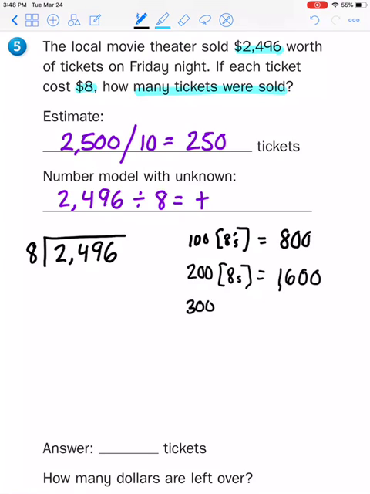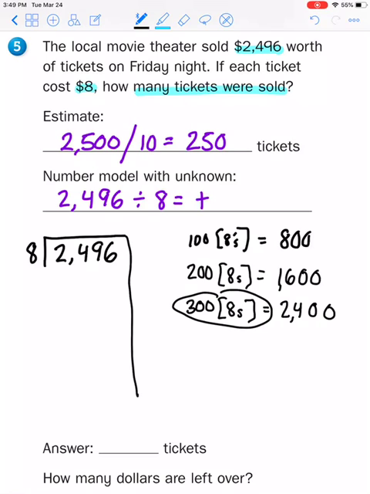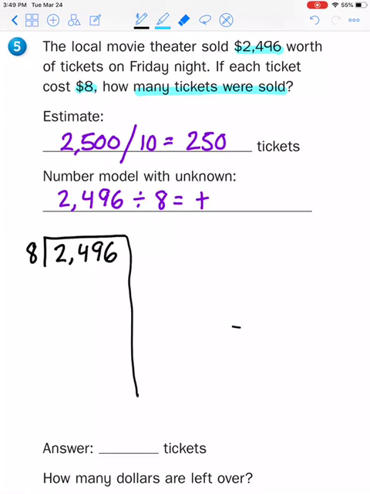Let's see if I could take out 300 eights. Well, 8 times 3 is 24. So 300 times 8 is 2,400. And that's pretty close. So we're going to go with 300 eights. So I'm going to take out 2,400 because I took out 300 groups of 8, and I'm left with 96.